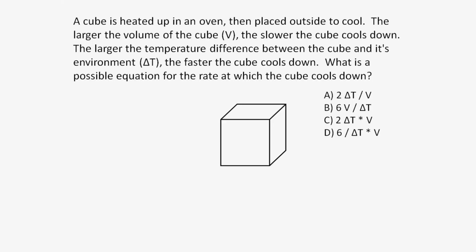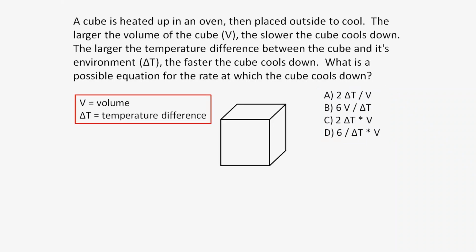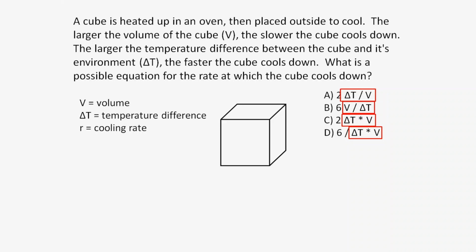In this problem, we're trying to figure out which of these four equations makes the most sense so as to describe the rate at which the cube cools down. The variables we have to work with here are V, the volume of the cube, and delta T, the temperature difference. And we'll assign variable R to be the rate at which the cube cools. The coefficients of 2 and 6 we see in the possible solutions are not important. What we're interested in is how these variables V and delta T affect the cooling rate.